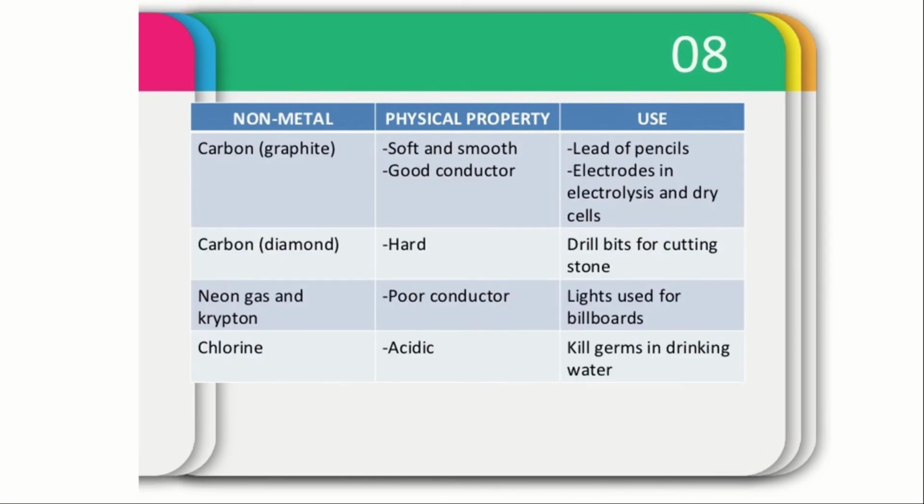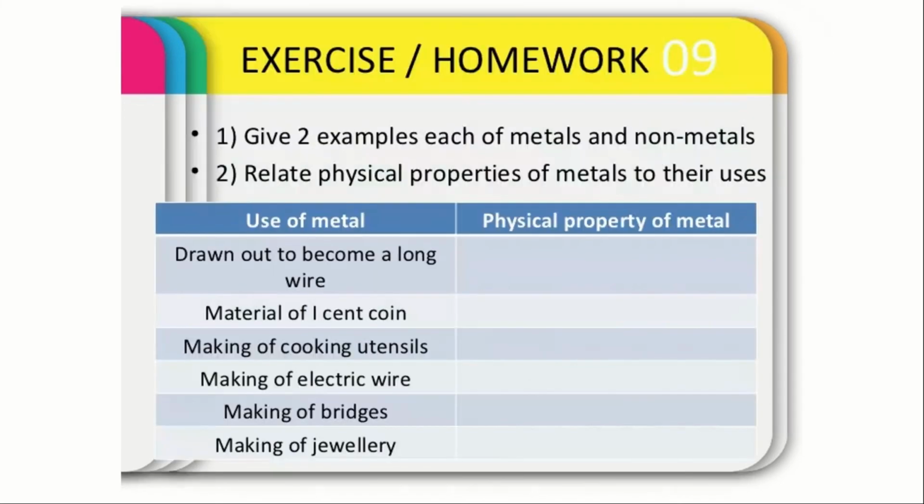There are some important uses of nonmetals also. Carbon has allotropes, that is, different types according to their atomic structure. Graphite is soft and smooth and a good conductor, so it is used in pencil lead, electrodes in electrolysis and dry cells. Another form of carbon is diamond, which is the hardest substance in the earth's crust, so it is used in drill bits for cutting stone. Neon gas and krypton, poor conductors, are used in lights for billboards. Lastly, chlorine, which is acidic, is used for killing germs in drinking water, that is, purification of water.